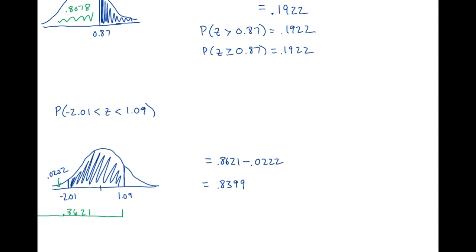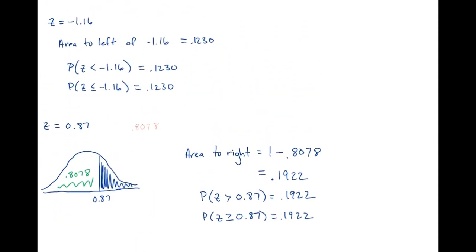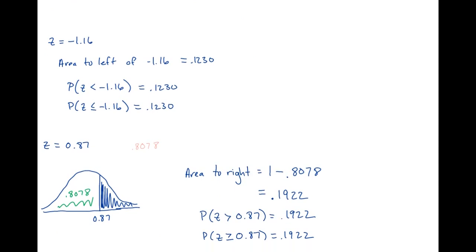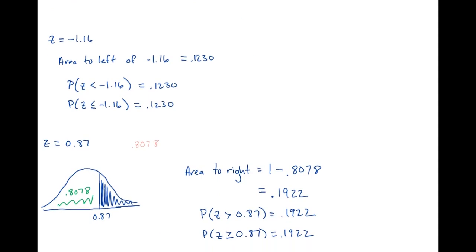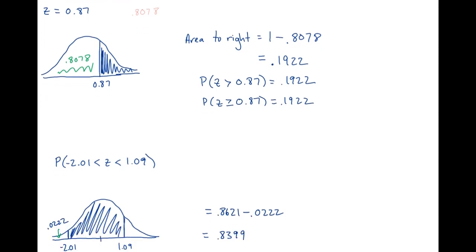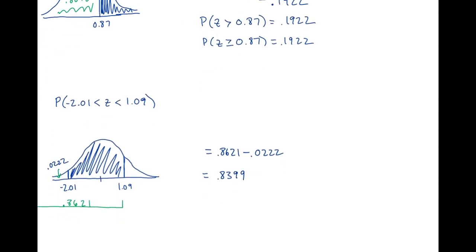So the table will give us the area to the left of a z-score. If you are looking for a probability that involves a less than or a less than or equal to, the probability can be found by directly reading off the table. To find areas to the right, or probabilities involving greater than or equal to, the area can be looked up on the table and then subtracted from 1. If we're looking for the probability between two z-scores, we will need to look up both z-scores and subtract the larger area minus the smaller area.